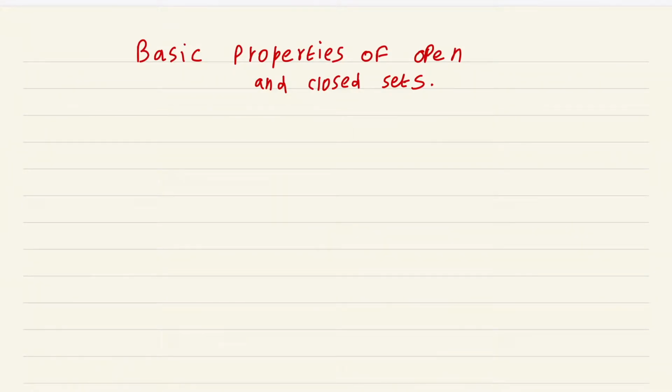In this short module, we will prove basic properties of open and closed sets. The proofs are more or less exactly the same as what we have seen for the real numbers, so we shall be very brief in the proofs.